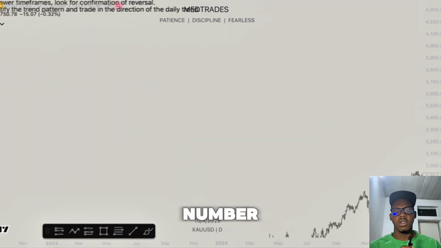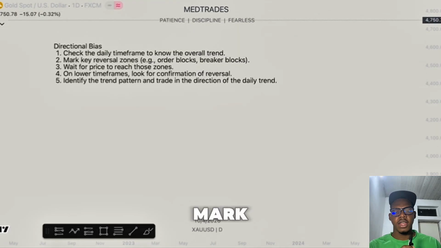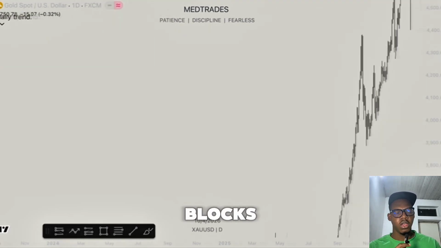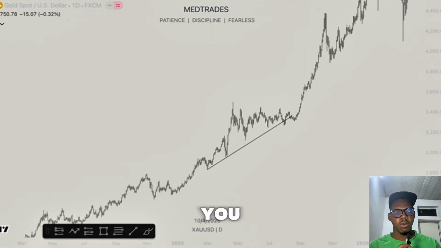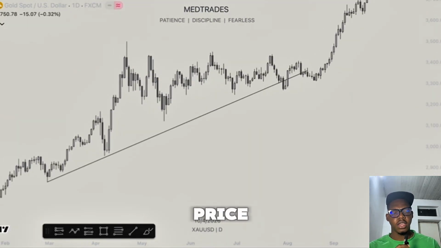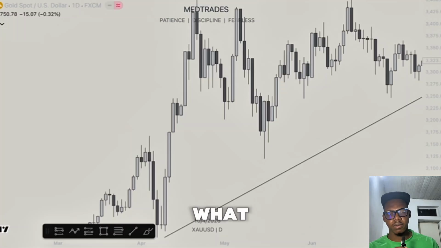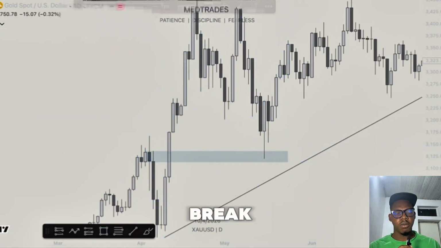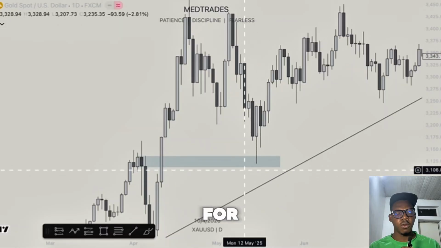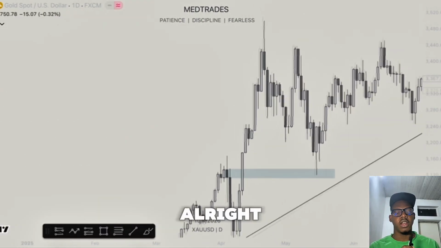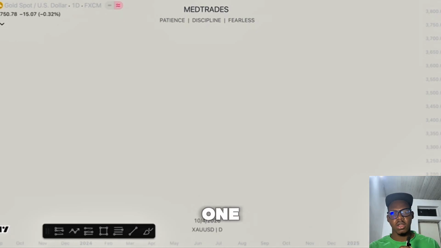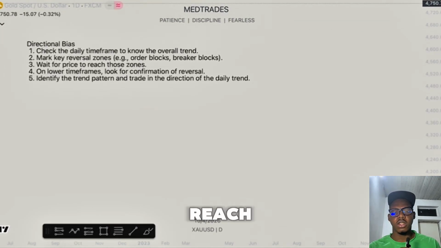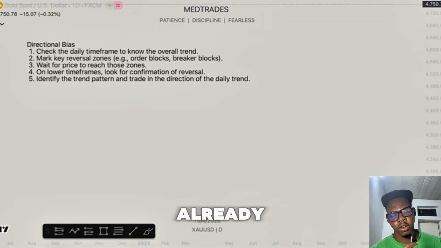So rule number two says: mark key reversal zones, which can be order blocks or breaker blocks. And right here, you want to see that price came into this breaker block here. So from here, we should look for points of reversal to buy, right? So we are done with the second one. What does the third one say here? It says wait for price to reach those zones, and price has already done that.